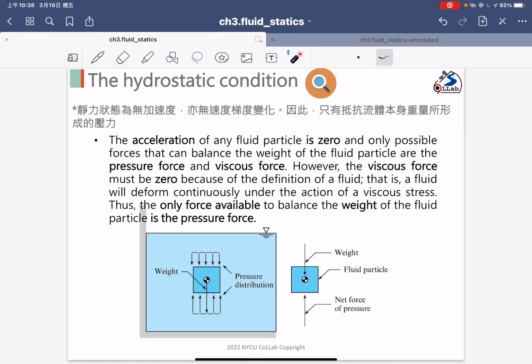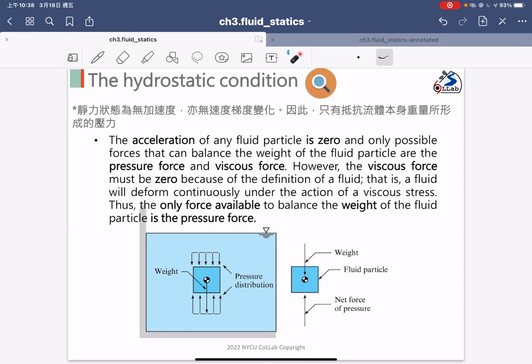Based on the viscosity equations, the shear stress provided by viscosity is proportional to the velocity gradient. So no velocity gradient, no viscosity force. So the only force we need to overcome is the normal force, the normal pressure. The normal force is caused by the weight of the fluid.